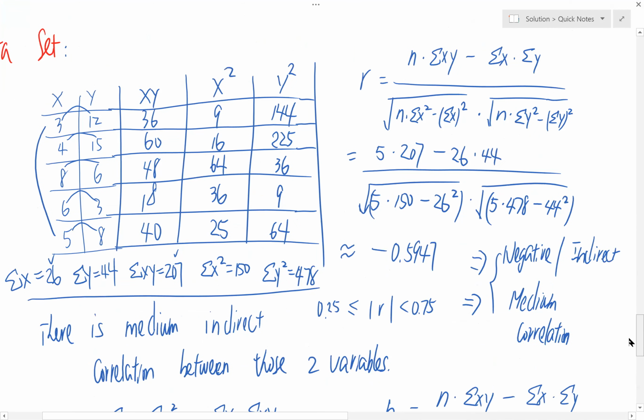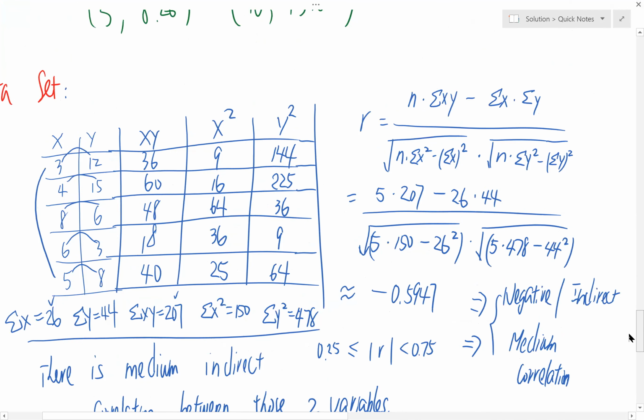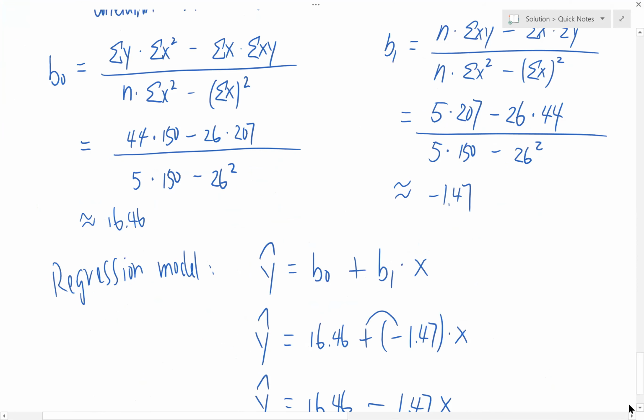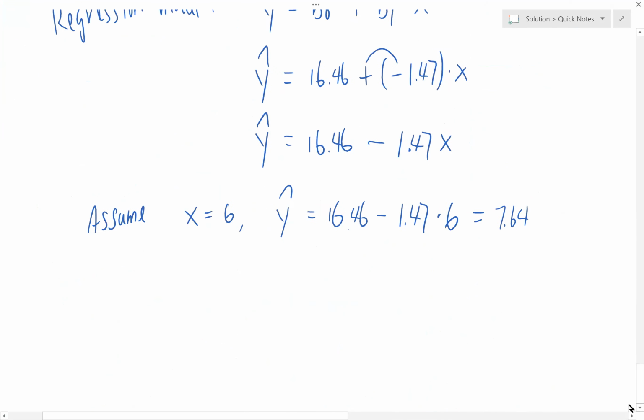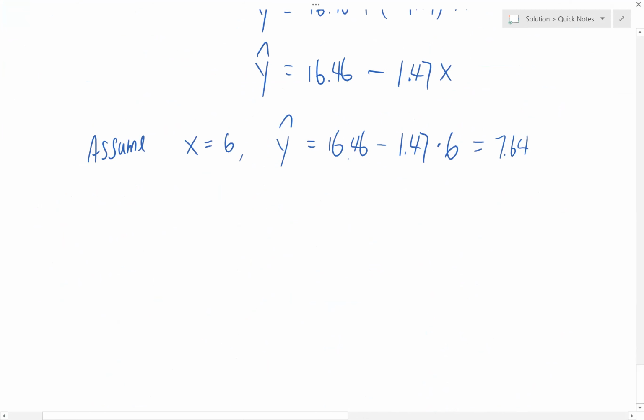Looks like 9 is not there. Let's try 9 then, right? So basically, once you have the model, you can make a prediction for any unknown numbers here. So predicted y value will be 16.46 minus 1.47 times 9. And let's see what that is.